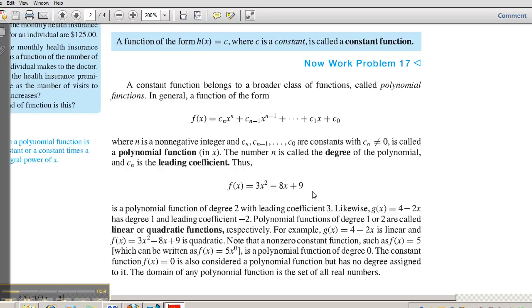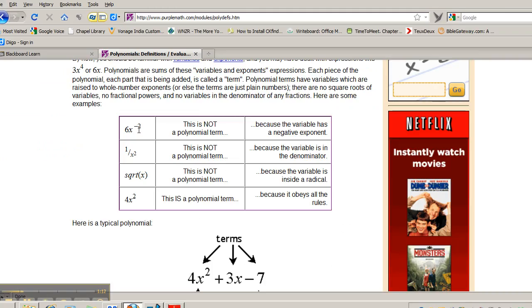Now, for a further explanation of the characteristics of the terms that make something a polynomial, I want to go to a website called purplemath.com that gives some examples of terms that would not be in a polynomial. One example would be the term 6x to the negative second power. If that term were in an expression we were wondering about, it would disqualify that expression from being a polynomial because the variable has a negative exponent.